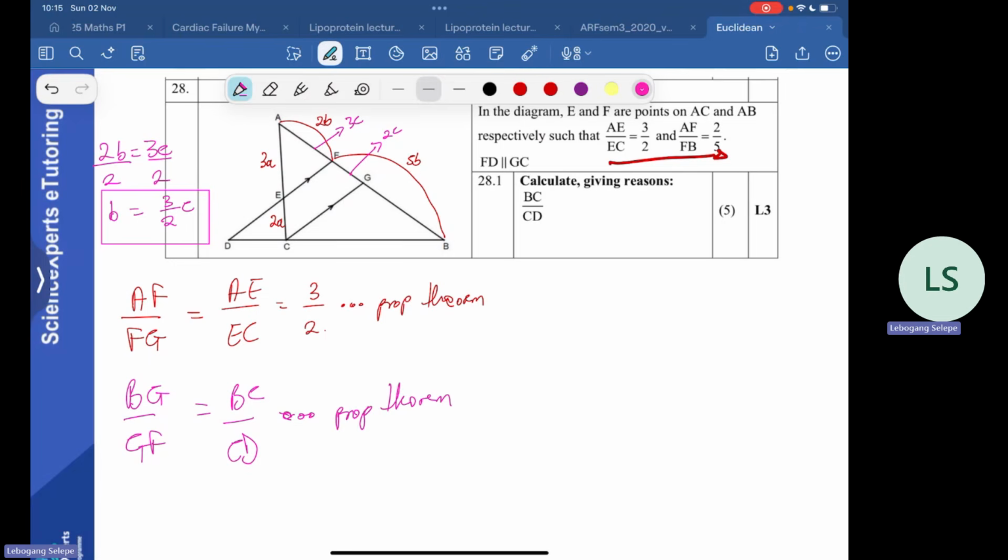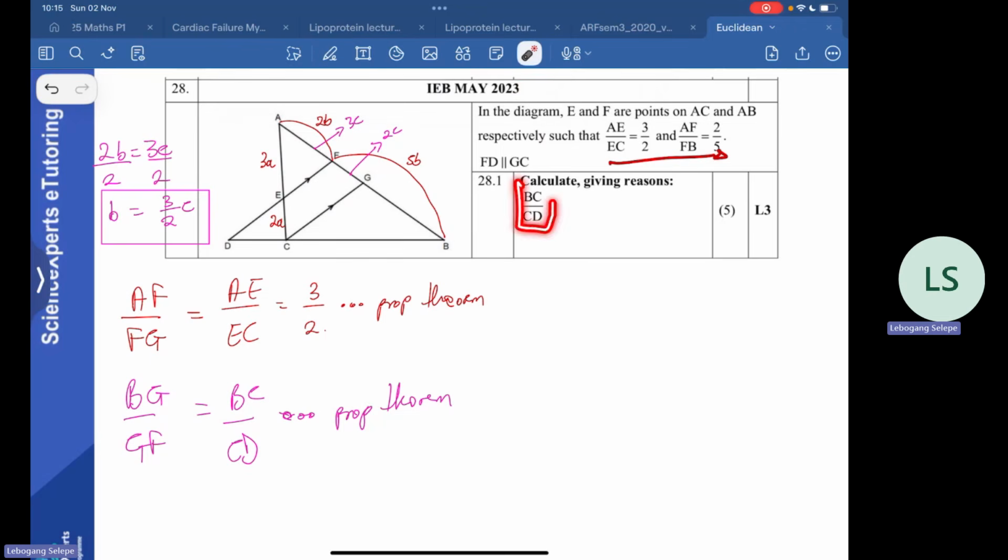Now let's take a look at the question. The question says calculate BC over CD, giving reasons. I think we've already started the journey of answering this question. BC over CD is equal to BG over GF. Let's try and find the value of BG over GF.